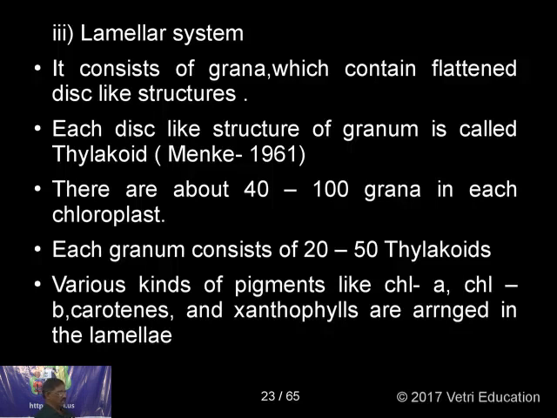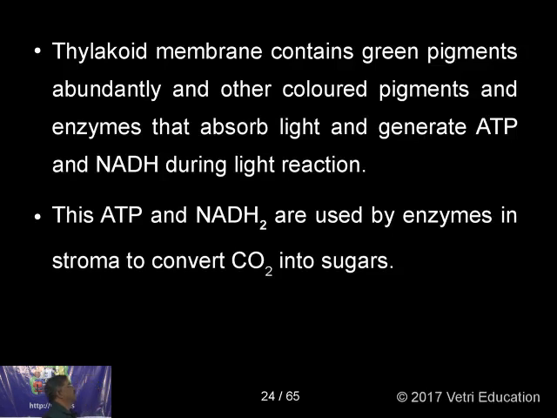Various kinds of pigments like chlorophyll A, chlorophyll B, carotenoids, xanthophylls, etc. are arranged in the lamellae. The thylakoid membrane contains green pigments abundantly, along with other colored pigments and enzymes that absorb light and generate ATP and NADPH2 during the light reaction. Here you note down NADPH2. These are formed during the light reaction.